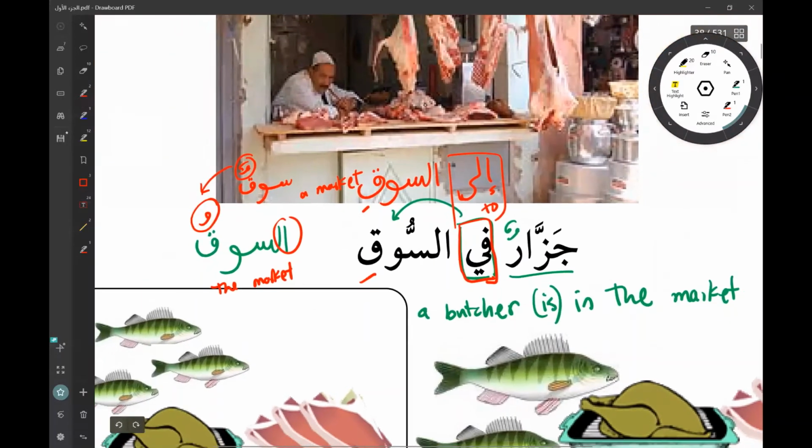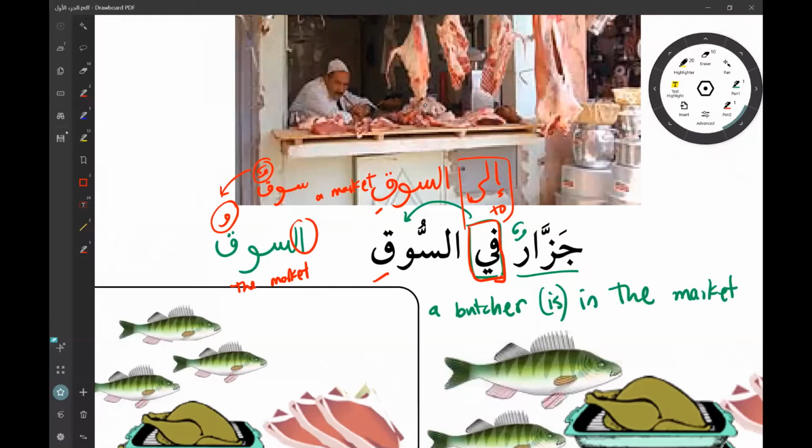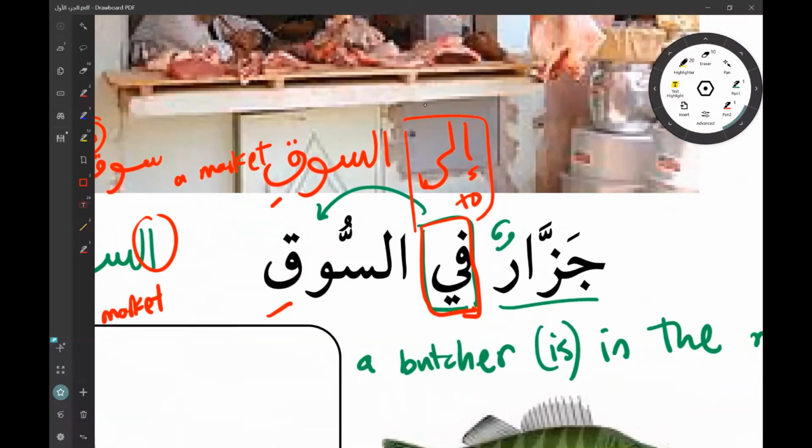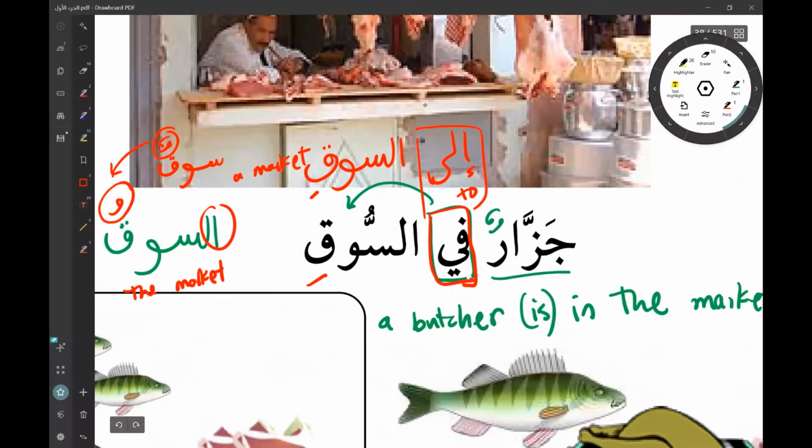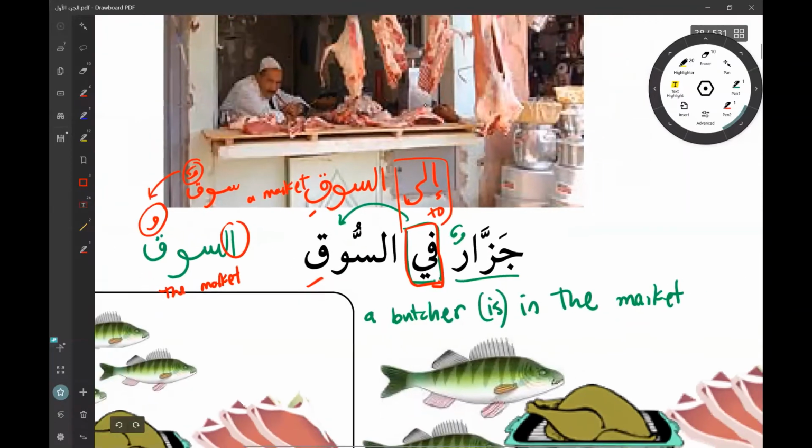So we'll be doing more exercises about these harful jar, these prepositions. By the way, preposition in Arabic is harful jar. Okay. We don't have to worry too much about these terms, names in Arabic right now. If we're comfortable understanding from English words like preposition, that's fine. But there are some differences, and we will learn them slowly. As you can see, slowly we're learning grammar rules, right? So that's fine. So basically what it's saying, jazzarun fi suqi, that means a butcher is in the market.